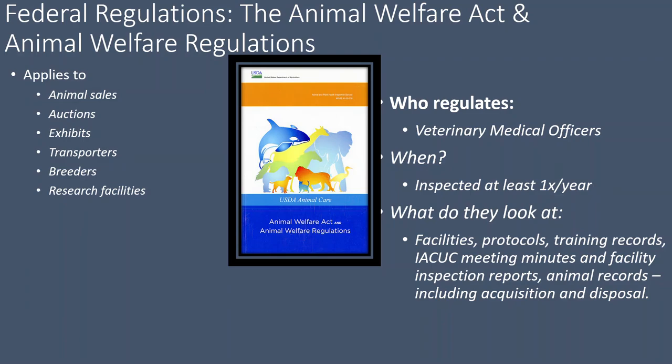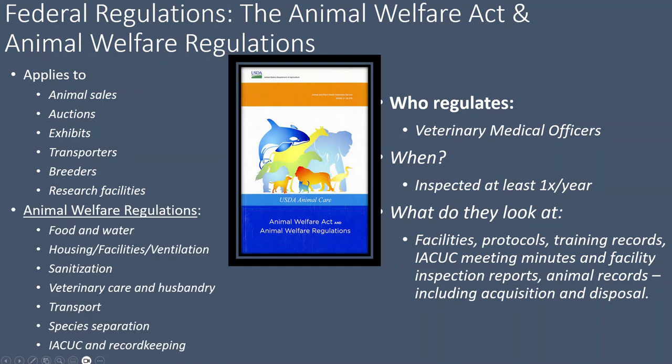The animal welfare regulations are the specific rules and standards that govern the humane care and handling of animals covered by the Animal Welfare Act, AWA. These regulations are detailed and provide specific guidance on various aspects of animal care. The AWRs are quite extensive. Among the many standards the AWRs require include housing, feeding, watering, handling, sanitization, ventilation, transportation, separation of species, and veterinary care. Who regulates the AWA and AWRs?